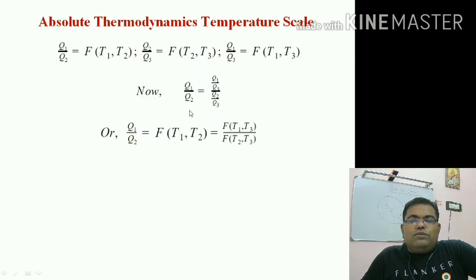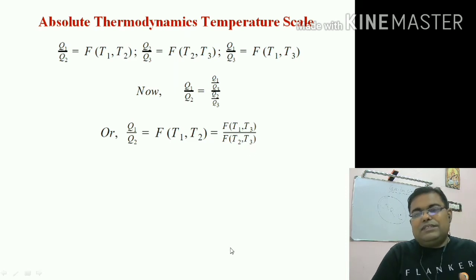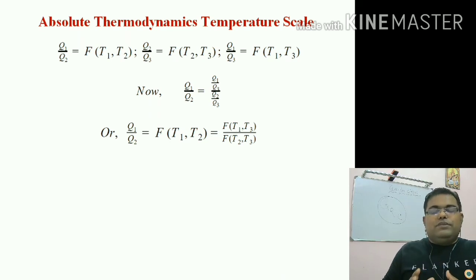Now Q1 by Q2 can be rearranged in this way: Q1 by Q3 divided by Q2 by Q3, and we know all these values. If we substitute all these values right here, we can get Q1 by Q2, which will be a function of T1 and T2, equal to Q1 by Q3, which is here as a function of T1 and T3, and we can put it here. So from this equation we know that T3 is common, and this can be eliminated if we define one more arbitrary function for T3, so that it is fixed for both the cases.